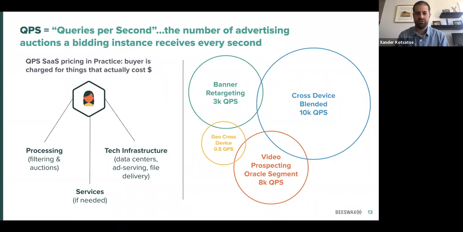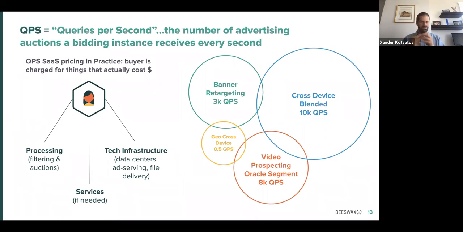So we can talk about the filtering in a second, but at the end of the day, when they're looking to run on a SaaS model, it's essentially 3 things. It's the processing of those impressions, however many they are. It's any other tech infrastructure, right? Data centers, file delivery, things like that.